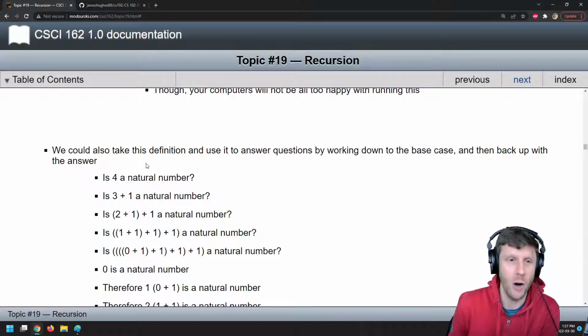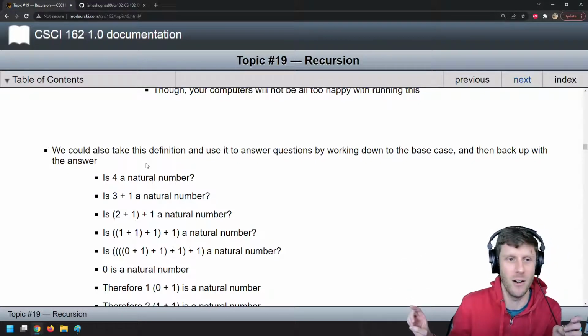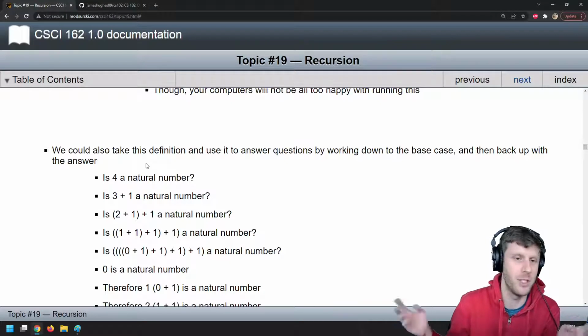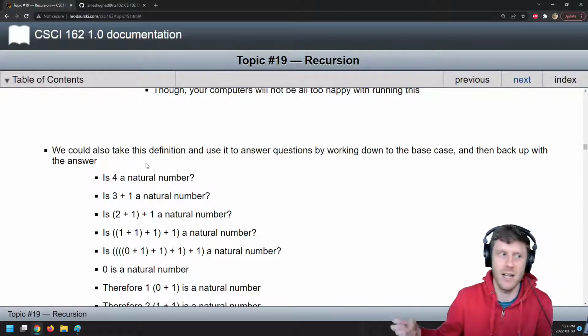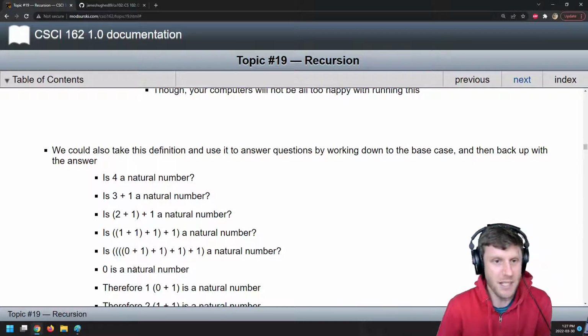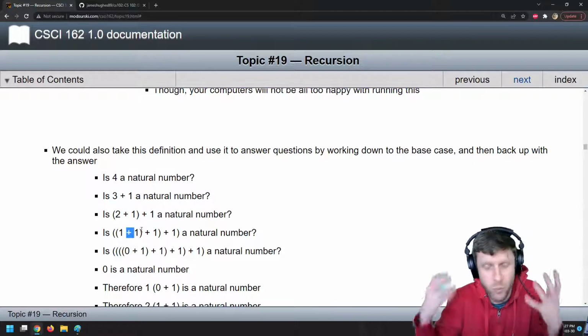In order to know if 10 bajillion is a natural number, I need to know if 10 bajillion minus 1 is a natural number, if 10 bajillion minus 2 is a natural number. I need to know if every number coming before it is a natural number, which is the pattern I just did. I took the 1 away, I took the 1 away, I took the 1 away. That's what this is.